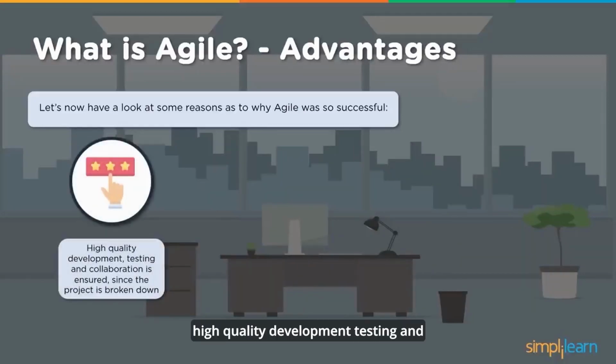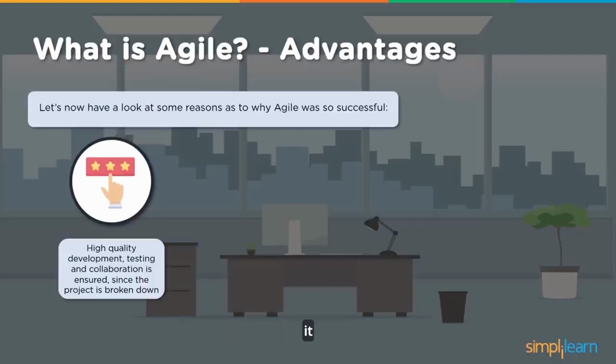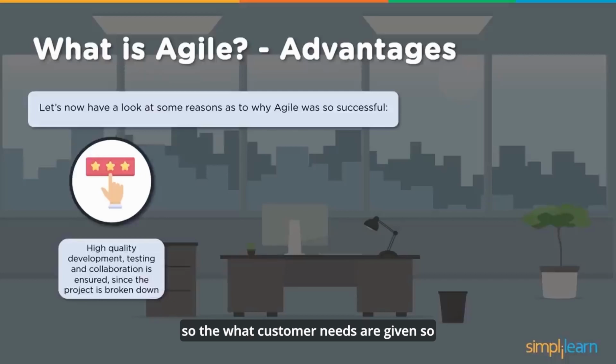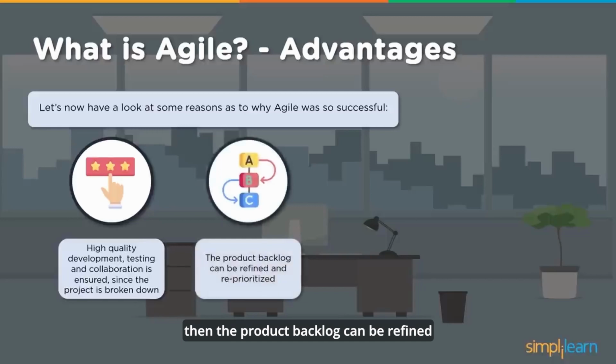Next, high quality development, testing and collaboration is ensured since the project is broken down. Each iteration, each module, each piece of software which is being created is tested regularly and feedback is obtained from the user as well. Active involvement of users is ensured so that they are acknowledging it. So what the customer needs is given. It is not that I discover something which I did not need. I'm seeing it. I told something, I'm getting something. That scenario is eliminated.